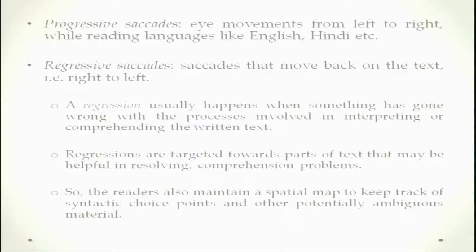So two kinds of saccades we talked about. A regression usually happens when something has gone wrong with the processing, or there is a difficulty in interpreting whatever you're reading. Suppose, for example, you're reading a sentence like this: Ramesh had two cats. One of the cats was named Meera, the other cat was named Shama, and Shama used to eat stones.